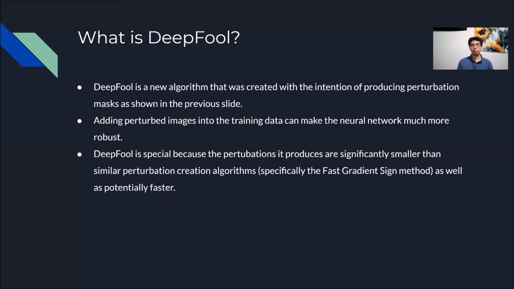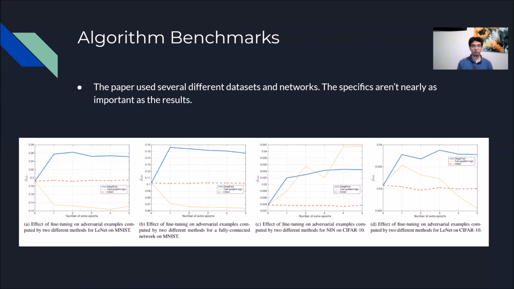DeepFool is special because the perturbations it produces are significantly smaller than similar perturbation creating algorithms, as well as potentially faster than them. Now, the paper used several different data sets and networks, and the specifics of them aren't nearly as important as the results. On the x-axis of these graphs is the number of epochs, and on the y-axis is the robustness of the network. The blue line represents a network trained with DeepFool, the yellow line represents a network trained with fast gradient sign, and the orange line represents a network that uses neither.